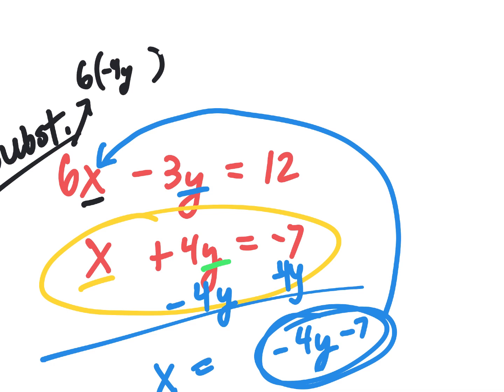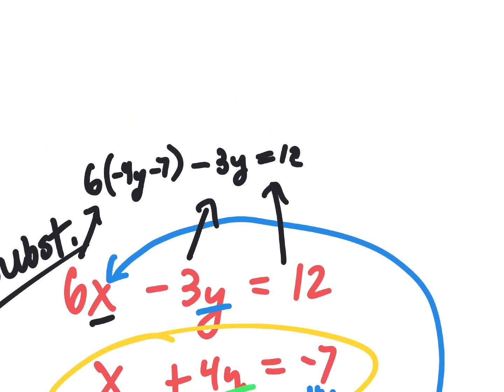Okay, I understand. All right, so negative 4y minus 7. And then I'm going to write out the rest of this stuff, bringing it up here. Minus 3y equals 12.